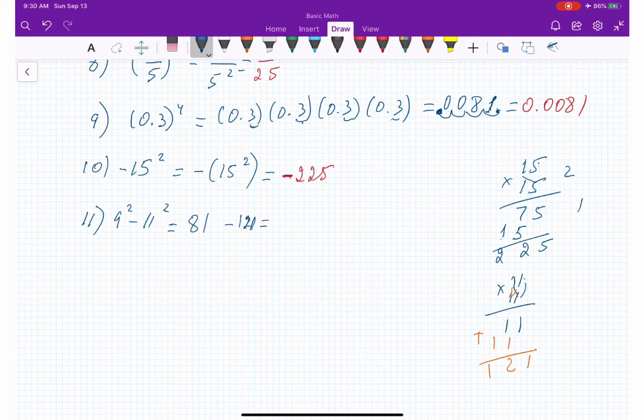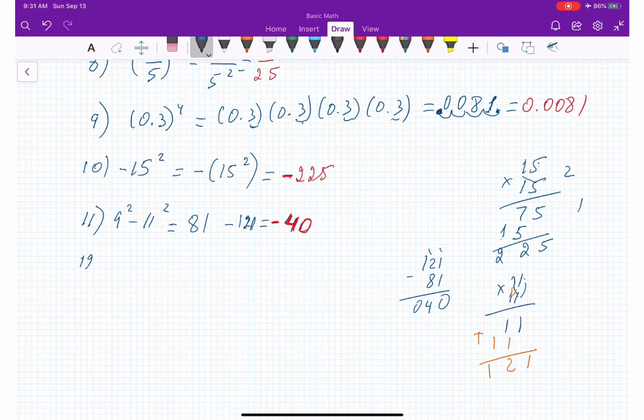So we have positive, negative, so we need to subtract. 121 minus 81. We are getting 1 minus 1 is 0. 12 minus 8 is 4. And here is 0, so 40. And the sign is going to be what? Positive or negative? Correct. The sign is going to be the sign of the bigger number. 121 is bigger than 81, so it's going to be negative.